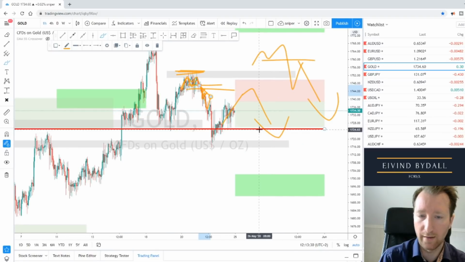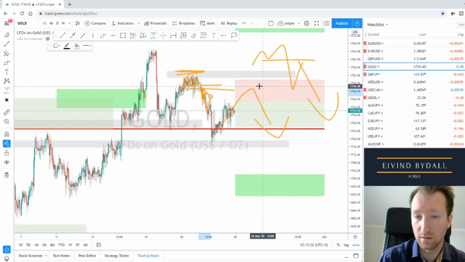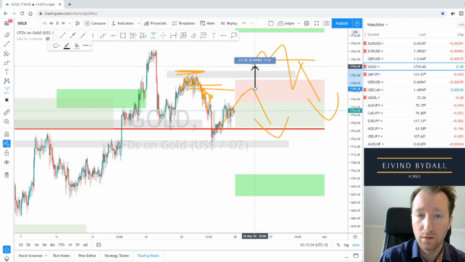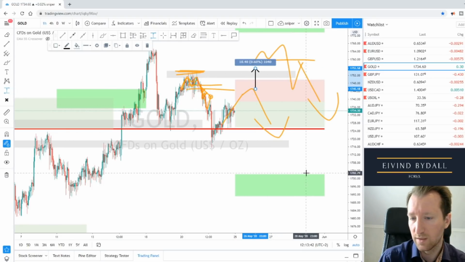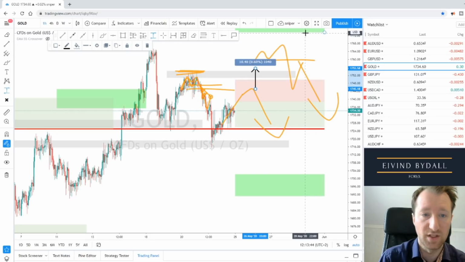Then we have the stop loss, yeah, 100 pips I think. So 100, target is 1773.